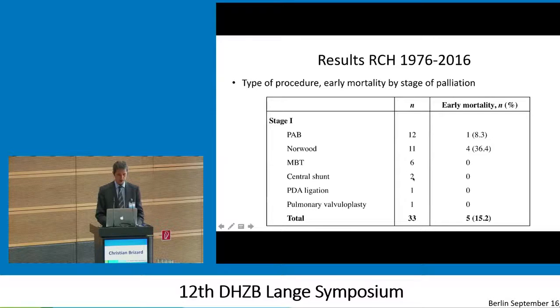6 BT shunt, central shunt, 2 patients, 1 PDA ligation, and 1 pulmonary valvuloplasty. So 33 patients in total.